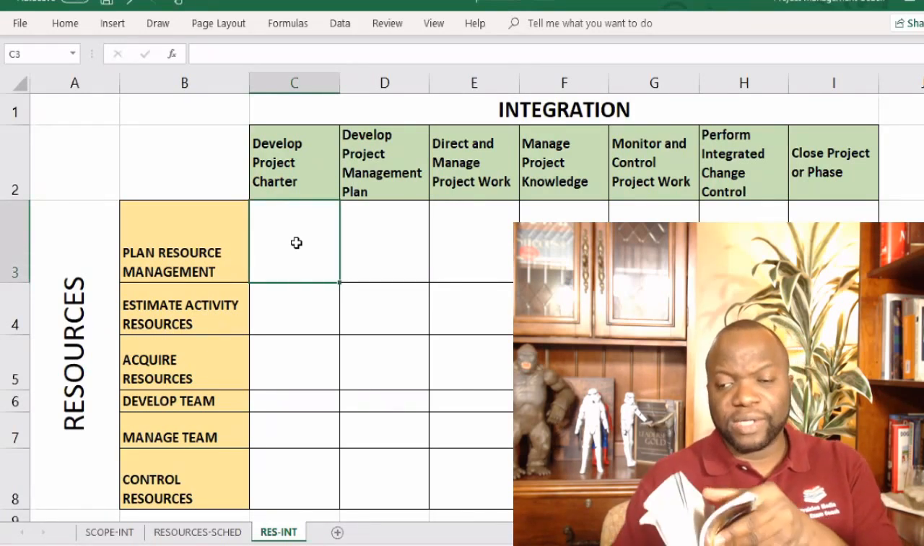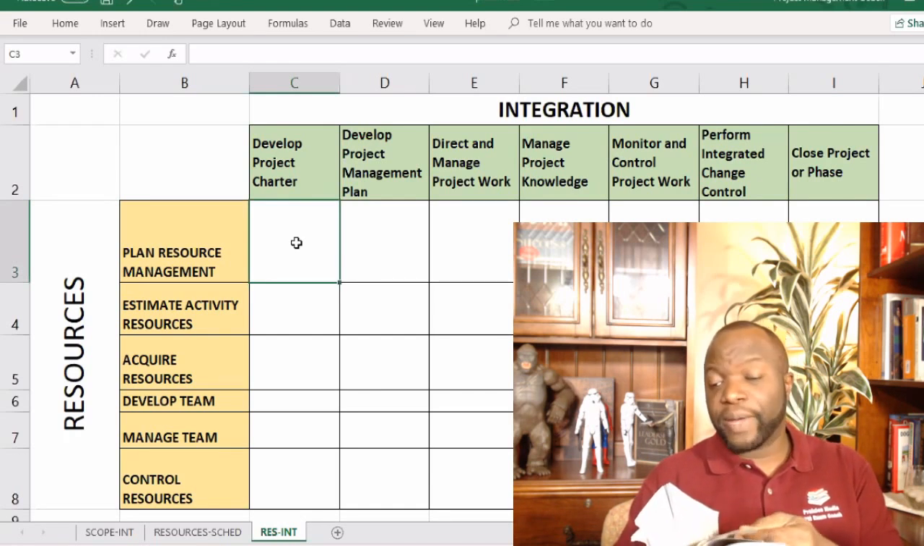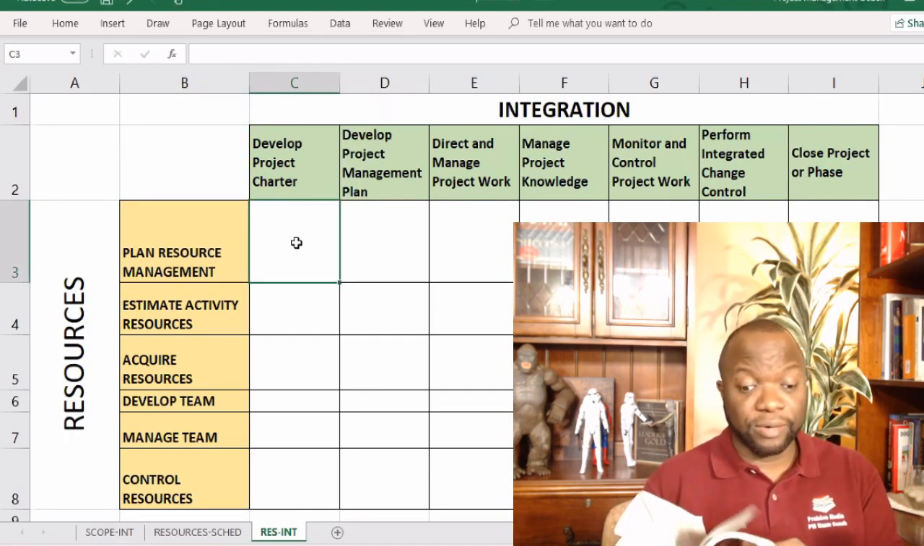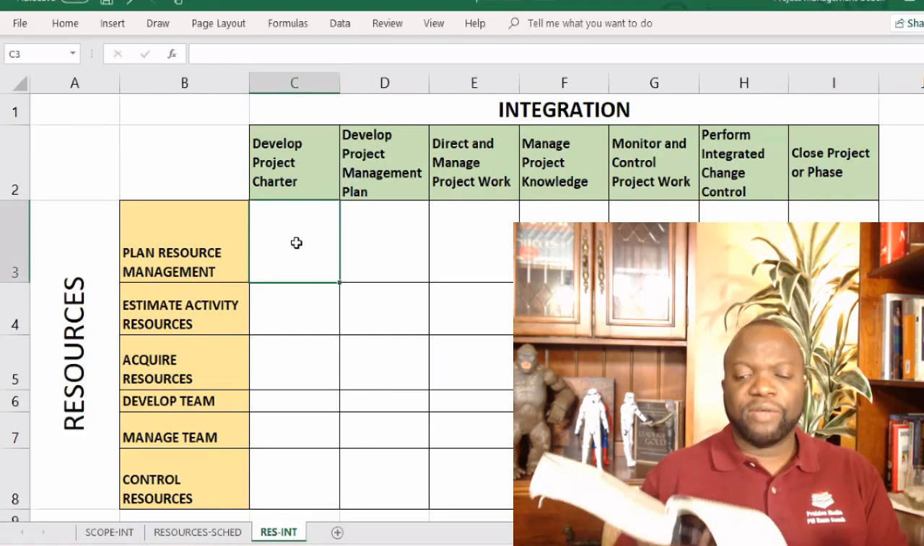I want you to be able to look at two processes and say, all right, these are separated by two degrees, or by one degree, or by zero degrees. There is no connection between them. So let's go to Develop Project Charter.